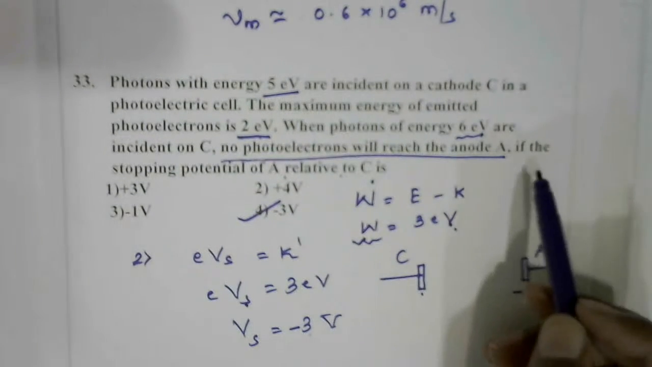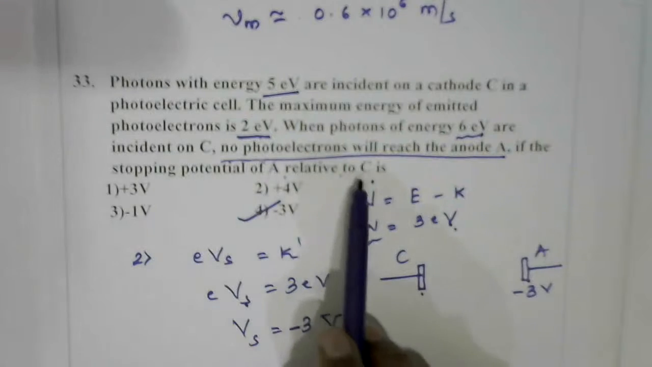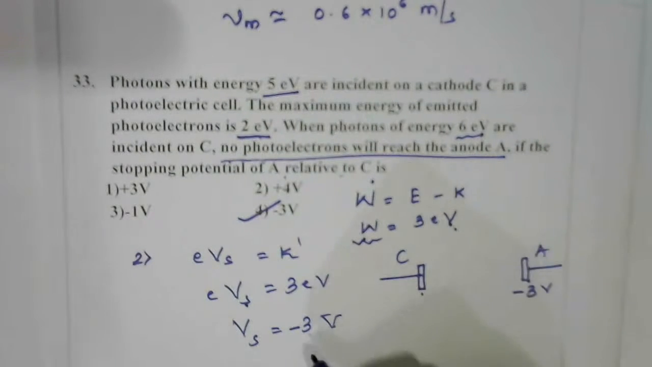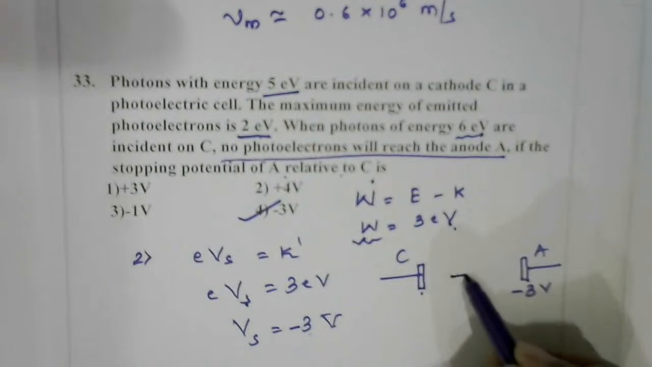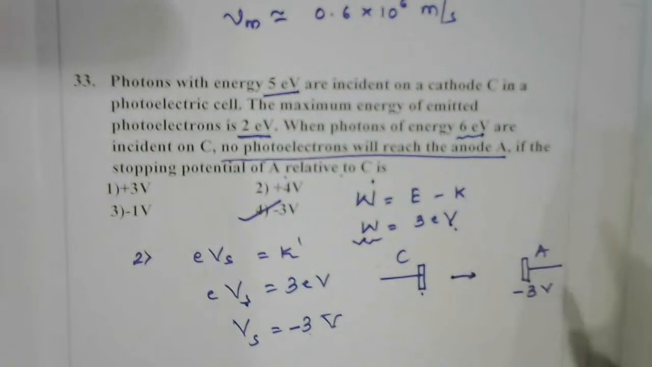Hope it's clear. When they give this particular condition, relative to the cathode, you have to answer with the sign, because we know that we apply a negative potential to stop the upcoming electrons moving towards the collector electrode. Otherwise, you go with only the magnitude. So be careful.